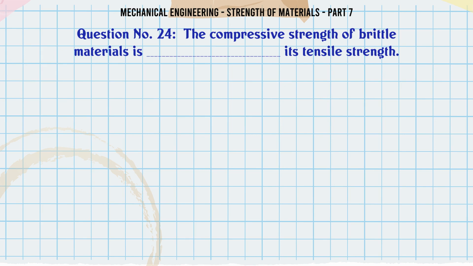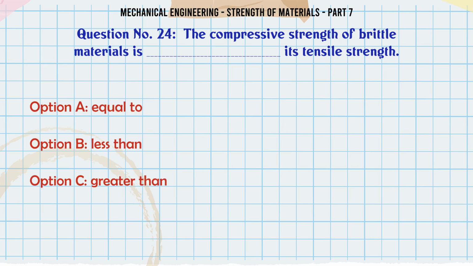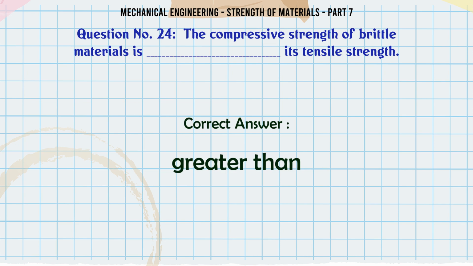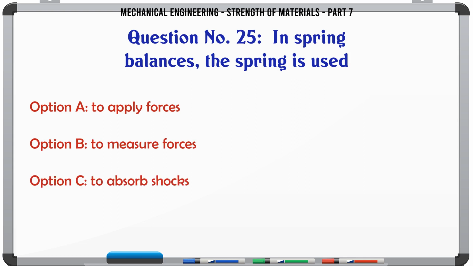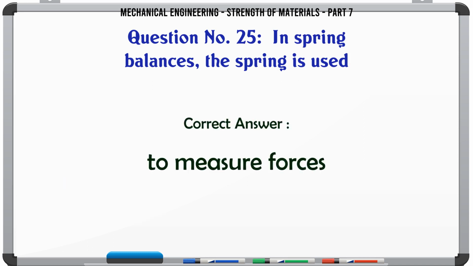The compressive strength of brittle materials is its tensile strength. A. Equal to, B. Less than, C. Greater than. The correct answer is greater than. In spring balances, the spring is used: A. to apply forces, B. to measure forces, C. to absorb shocks, D. to store strain energy. The correct answer is to measure forces.